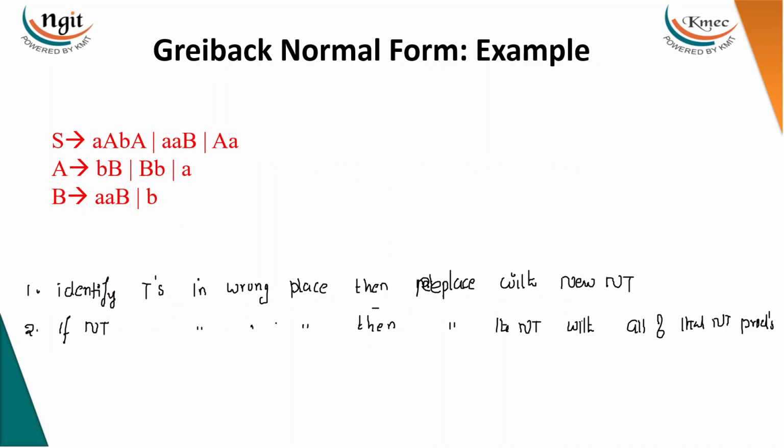There's a reason I didn't write these two statements for even CNF and GNF also. Okay, let me go with this. The first step here: first, identify the terminals which are in the wrong place. This one is not in the wrong place because the production must start with the terminal, but this B is in the wrong place. So replace it with a Y.